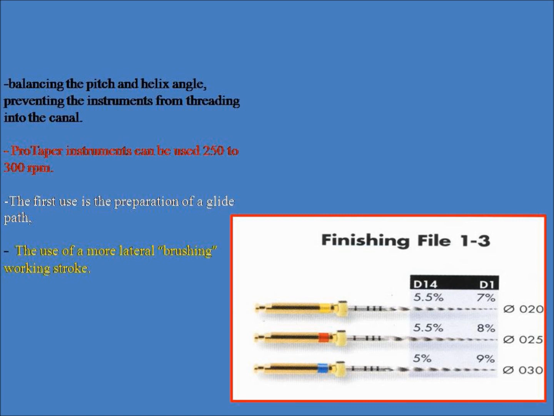ProTaper instruments can be used at 215 to 300 rotations per minute. Two usage characteristics are recommended for the ProTaper system. Number 1, the preparation of a glide path. Number 2, the use of more lateral working stroke, or brushing. Such a stroke allows the clinician to direct the larger file coronally away from the danger zones and counteract any threading-in effect.